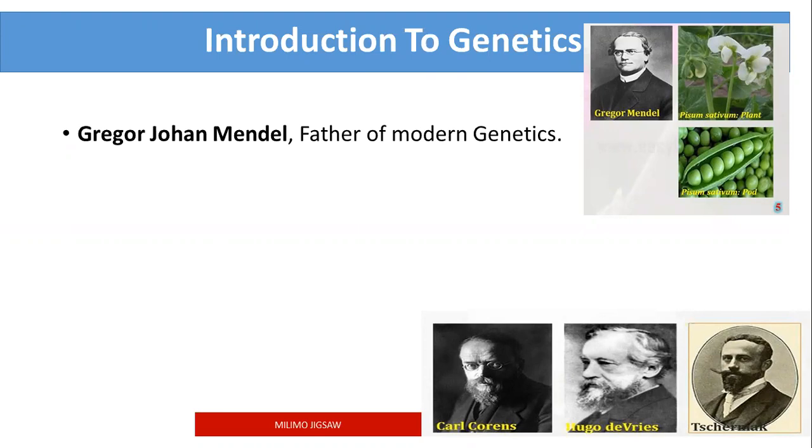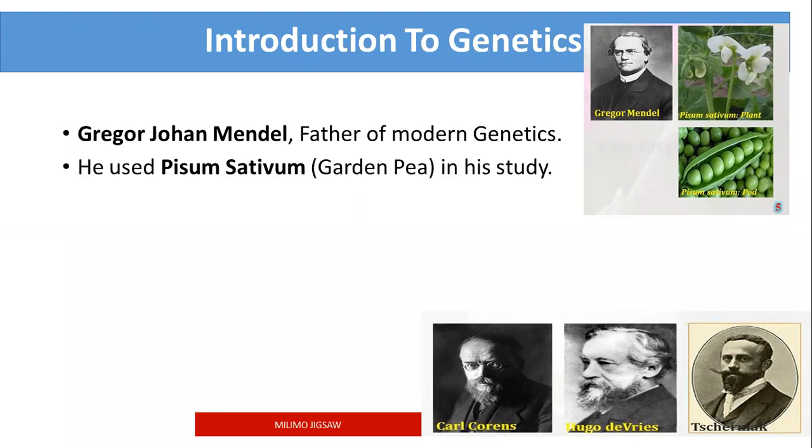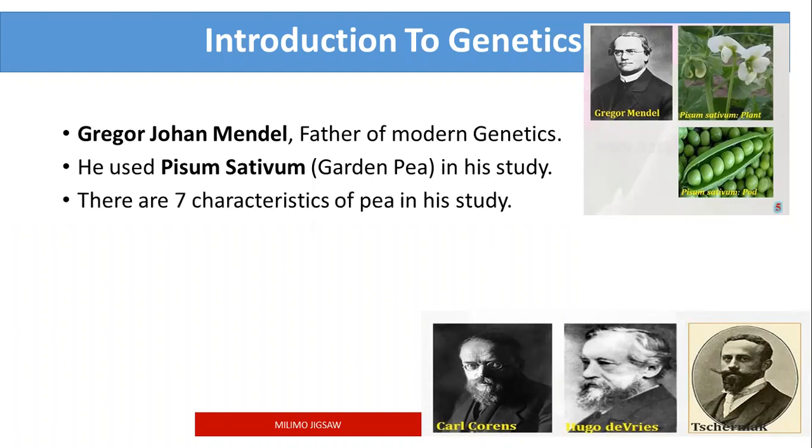The father of genetics is Gregor Mendel, who was an Austrian monk who did studies on garden pea. He did his genetic studies on garden pea using 7 characteristics, and we're going to explore more of these in our next session when we'll be looking at classical Mendelian genetics.